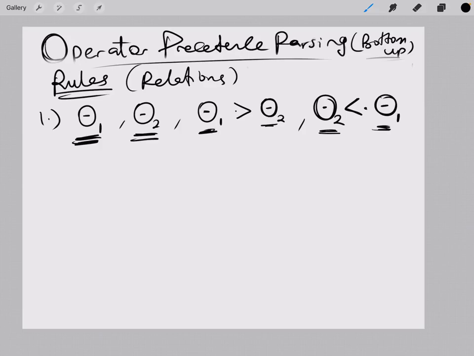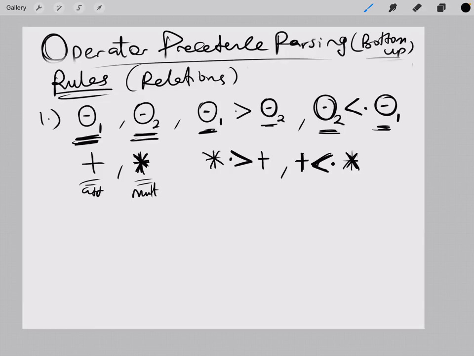So now let's say, for instance, what has more precedence between the plus and the star, which is multiplication. This is addition, this is multiplication. Since star has more precedence than plus, we can say that star takes precedence over plus. But what happens when it's the plus that we are looking at first? Plus will still yield precedence to star. Let's say we have star, and then we have this guy.